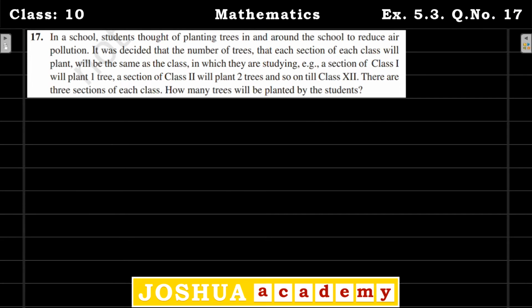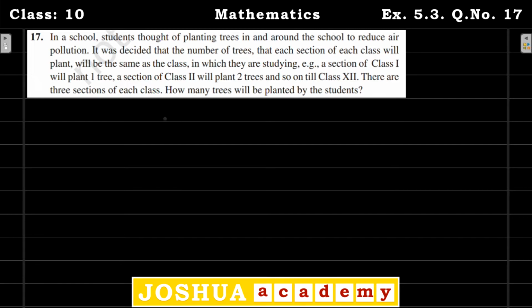Question number 17. In a school, students thought of planting trees in and around the school to reduce the air pollution. It was decided that the number of trees that each section of class will plant will be the same as the class in which they are studying. Example, a section of class 1 will plant 1 tree, a section of class 2 will plant 2 trees, and so on till class 12. There are 3 sections of each class. How many trees will be planted by the students?